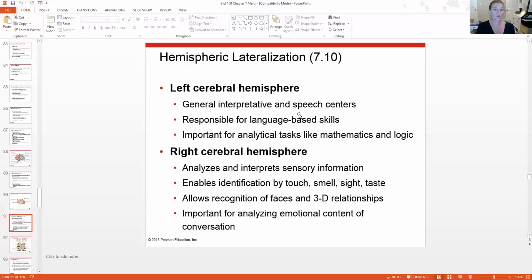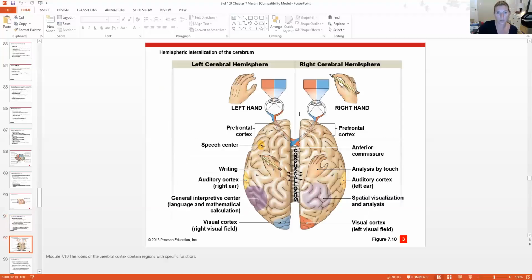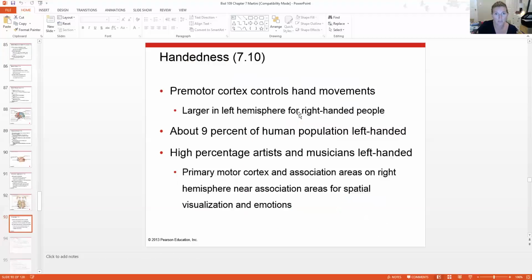Right cerebral hemisphere is interpreting sensory information. This is really more of a sensing and emotional side. So if you're left-handed, this side of your brain dominates what you do. Left-handed people tend to be more emotional rather than analytical. So this is just showing you lateralization, some differences between the two hemispheres.